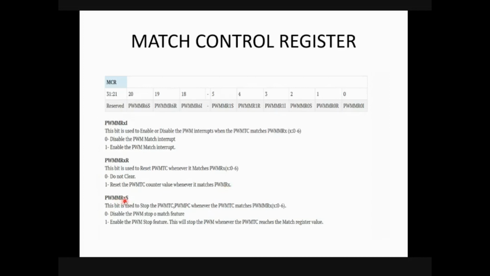PWM MRXS. This bit is used to stop the PWM timer counter, that is the prescaler counter, whenever the PWM timer counter matches the value of the PWM MR register. If this bit is 0, it disables the stop operation. If this bit is 1, the stop operation feature is enabled.